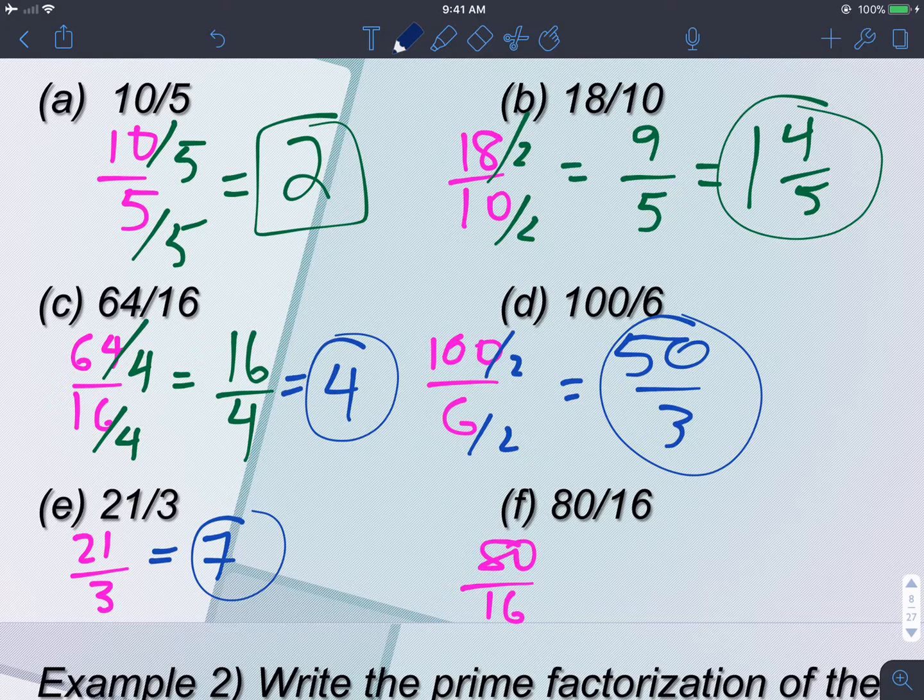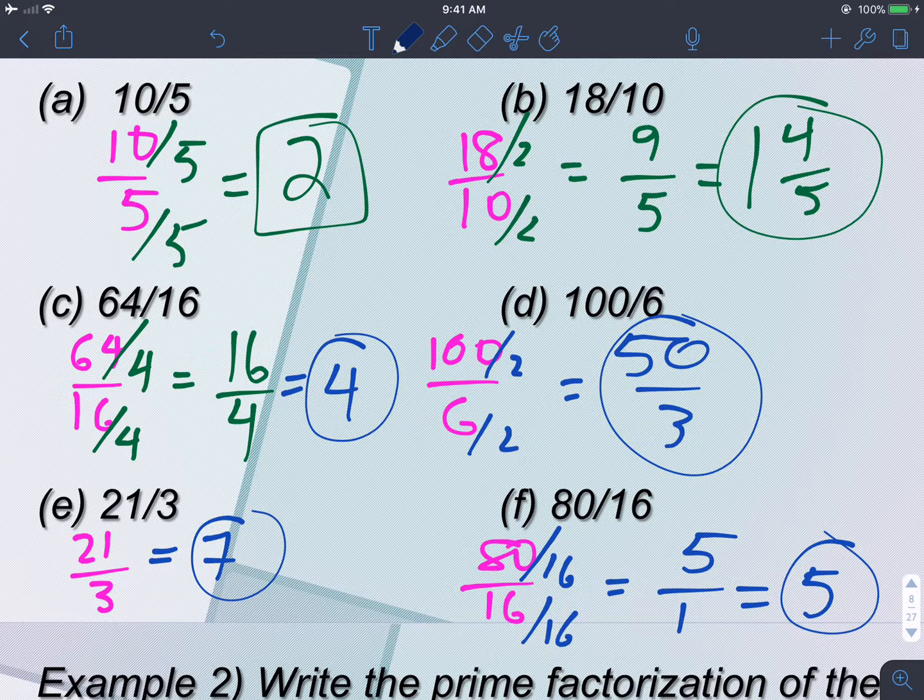A common factor of 80 and 16. 16 goes into it. Any questions up to this point? Comments? Anything?